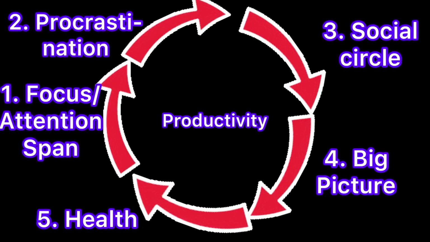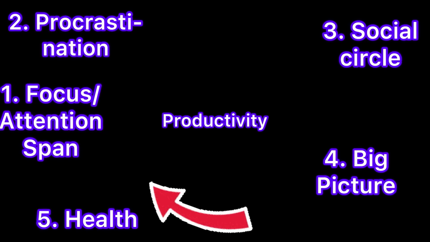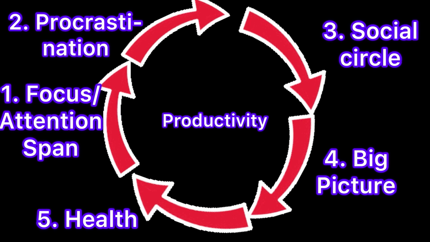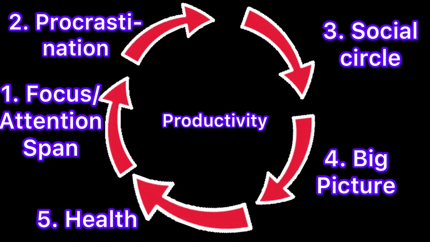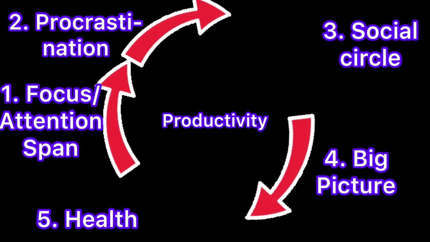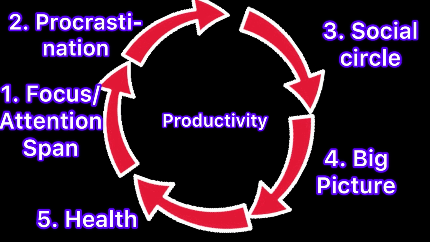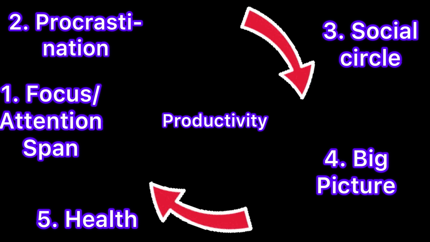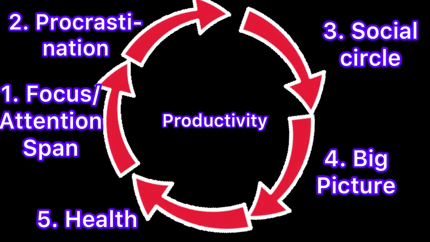So these are our 5 pillars. Number 1 is our focus and our attention span, ability to focus on our task, and then addressing the procrastination related issues. Third is your social circle, and fourth is having a big picture, and fifth and not the least is your health.